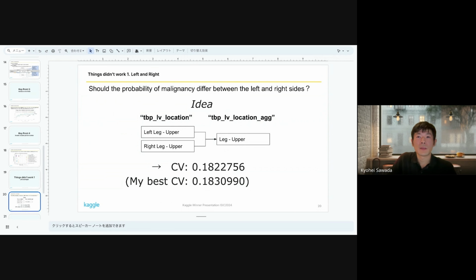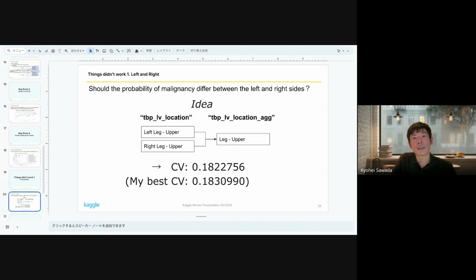And this setup seemed to suggest that there might be a difference in cancer occurrence between the two sides, which didn't quite make sense to me. From a medical perspective, the probability of malignancy should be even between both sides, in my opinion. So I thought it would be better to combine the left and right variables into one, hoping for a better CV score.